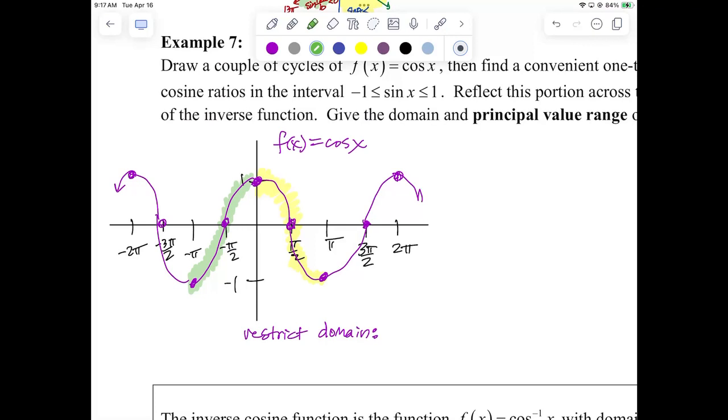Most people voted for the positive because positive is a little bit easier to work with than negative. So that's where we restrict the domain. We restrict the domain on the interval from 0 to pi. Okay? From 0 to pi.